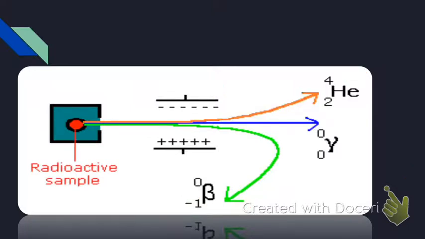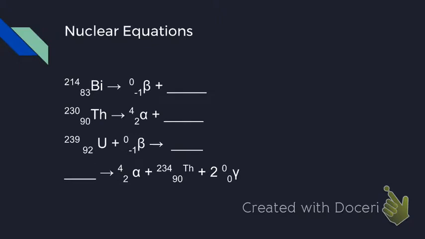And so the last thing you need to know is how to complete these nuclear equations. And they're pretty easy. As we look here, basically one side has to equal the other side. So the reactants have to equal the products. So I know that my mass number here has to be 214.